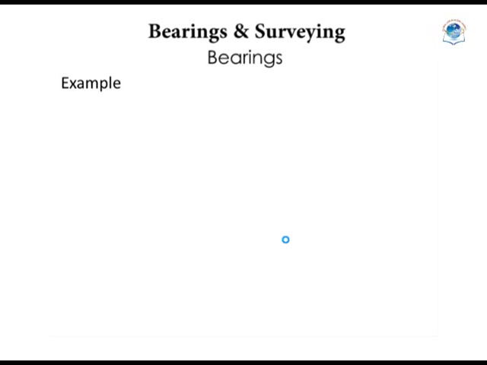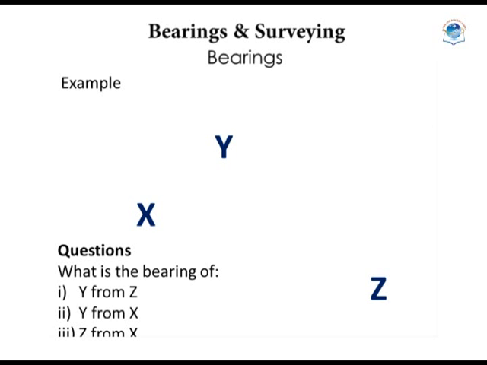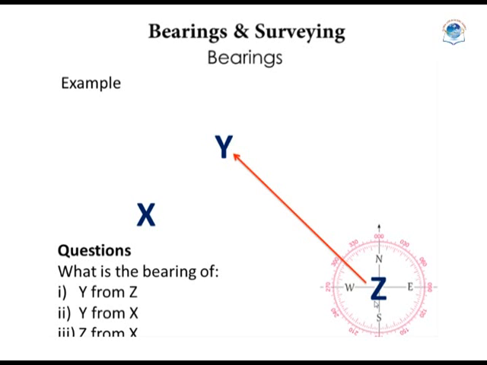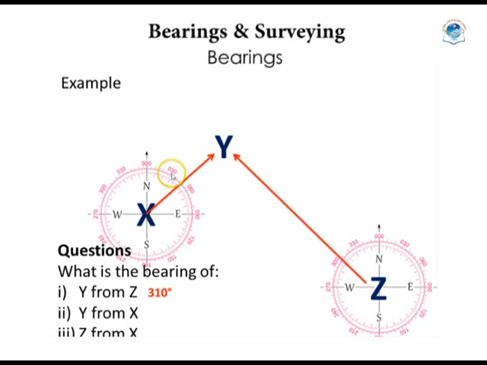Let's take an example. We have these 3 points. The first question is the bearing of Y from Z. So we are coming from Z towards Y. We place the compass and we have 310 degrees. Y from X, we are leaving X and going towards Y. We place the compass, it's 45 degrees, and so the bearing is 045 degrees. Finally, Z from X, we are leaving X traveling towards Z. That is 115 degrees.